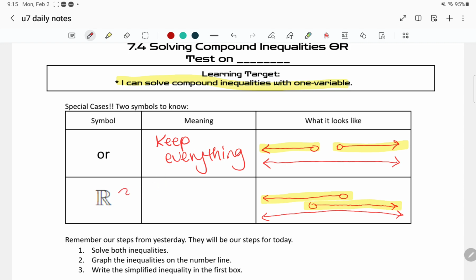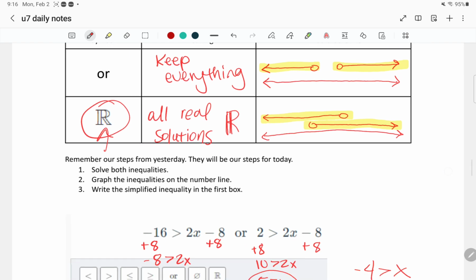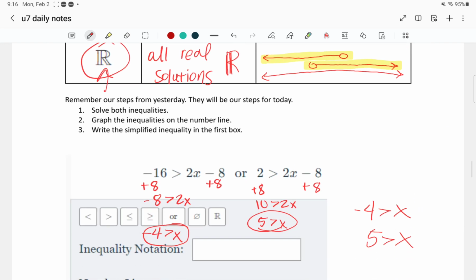Everything is my answer. And so that is where this symbol comes in. This means all real solutions. I typically call it a double barred R. Because when you write it, we don't write it as fancy as text does, but we double bar the long one there. Okay, so like I said, my steps are the same, but now I'm going to keep everything, not just where it overlaps. I'm going to keep everything.